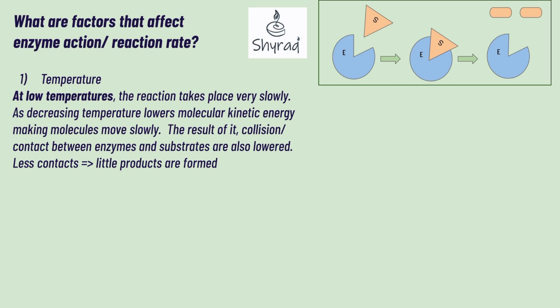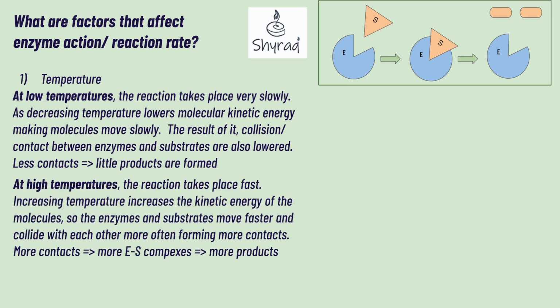So, are there factors that affect enzyme reaction? In other words, are there factors that affect reaction rate? Of course. The first factor that affects enzyme action is temperature. At low temperatures, the reaction takes place very slowly, as decreasing temperature lowers molecular kinetic energy, making molecules move slowly. The result of it, collisions or contact between enzymes and substrates are also lowered. Less contact, little products are formed.